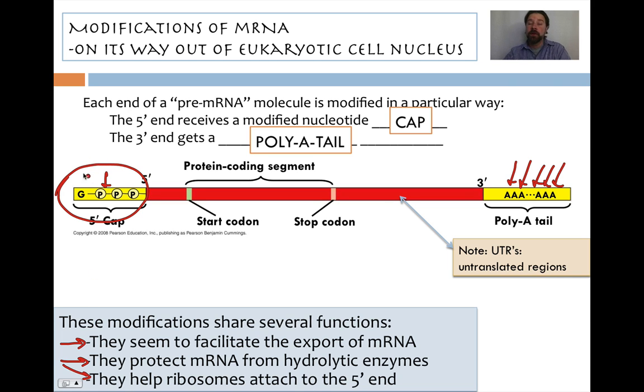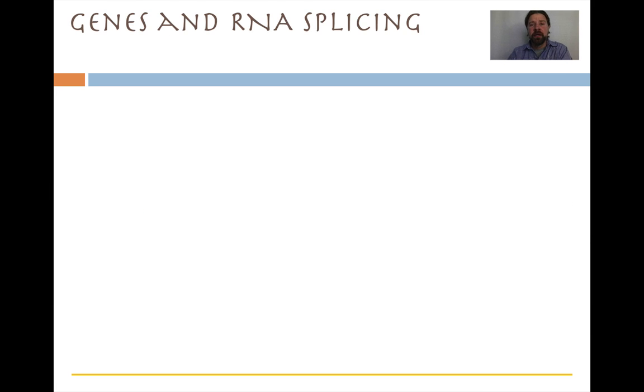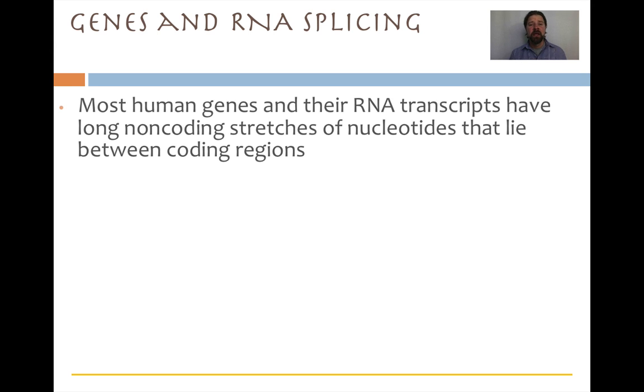So when we talk about the translation process, this is going to allow it to adhere to the translation complex a little bit easier than if it wasn't there. Another thing that needs to happen before this particular message is ready for translation is something called RNA splicing.